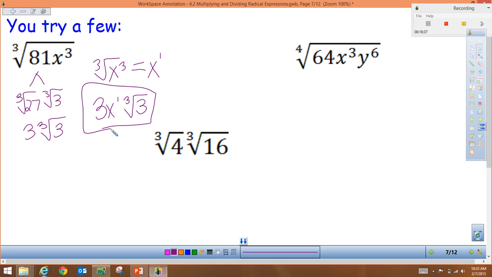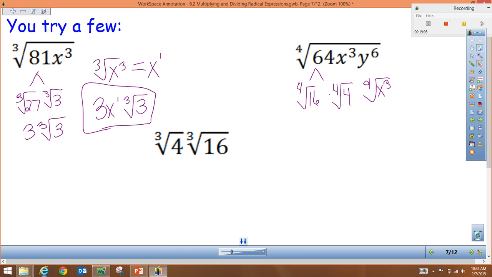Okay, now we're going to move over to the next one to the right, which is a 4th root. So the 4th root is going to split into 64. 4th root of 16 times the 4th root of 4. Can we take any groups out of x cubed that are 4? No, I don't think that we can. So we have to leave that x to the 3rd underneath. How about the y to the 6th? We can make one group of 4, and what's left over is a group of 2. Perfect.